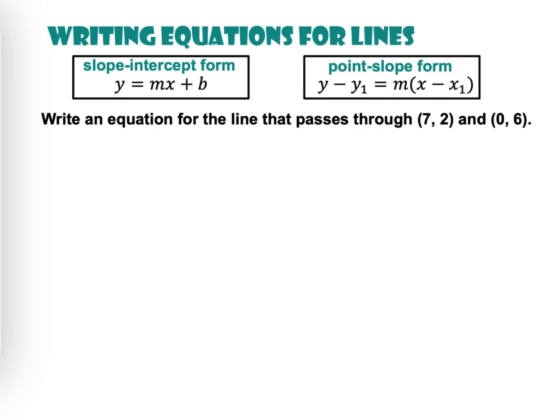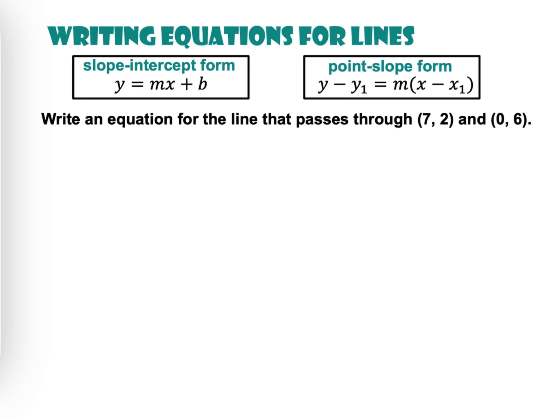Lesson 3, writing equations for lines. We're going to use both of those forms, slope-intercept and point-slope. And we're going to do this problem twice, which seems a little strange, but I want you to see how you could use either equation to get the same sort of answer. It says, write an equation for the line that passes through the points (7, 2) and (0, 6).